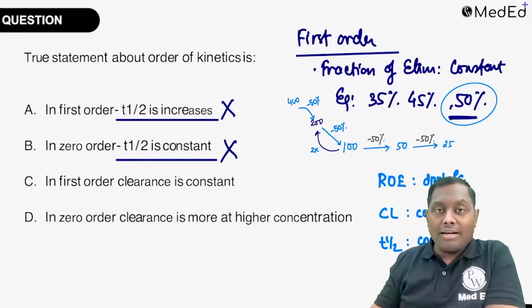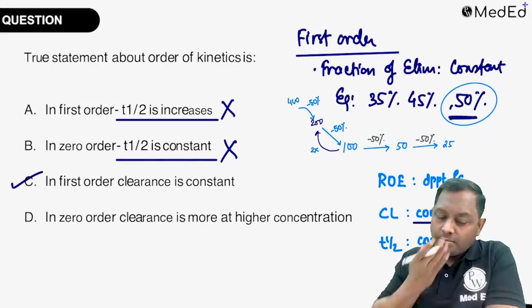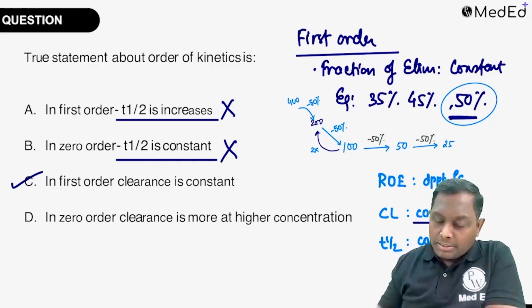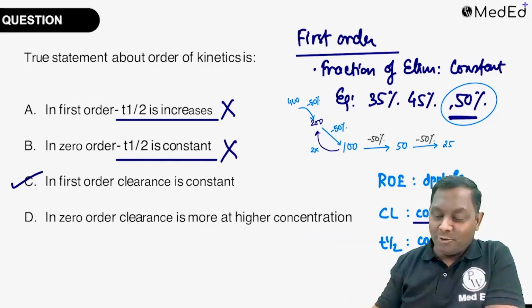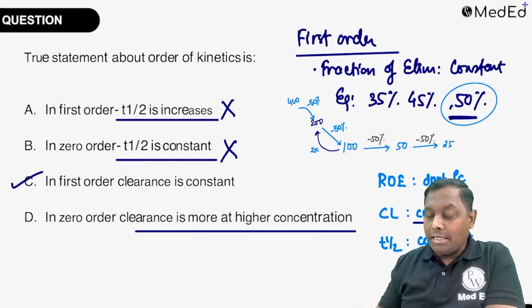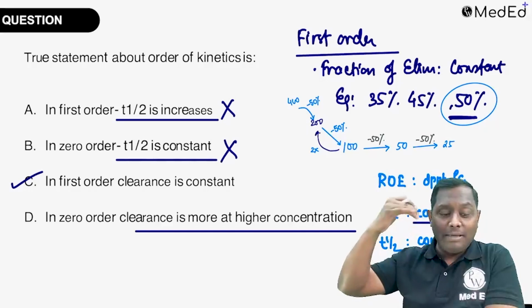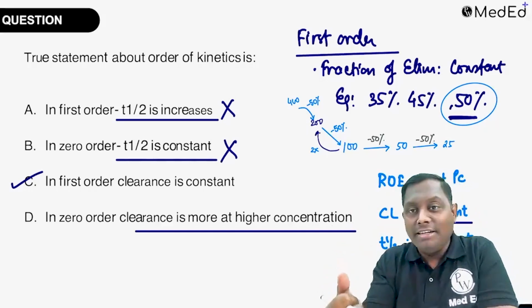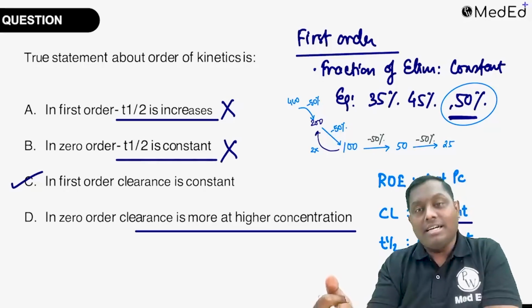In first order, clearance is constant. When I say clearance is constant in first order, you saw clearance is actually constant in first order. But in zero order, clearance is more at high concentration? No, clearance is less at high concentration. I told you that is why zero order kinetics is dangerous. Because at high plasma concentration, the drug will keep on getting accumulated inside the body, and in zero order kinetics, the clearance will be lesser at the high concentration.